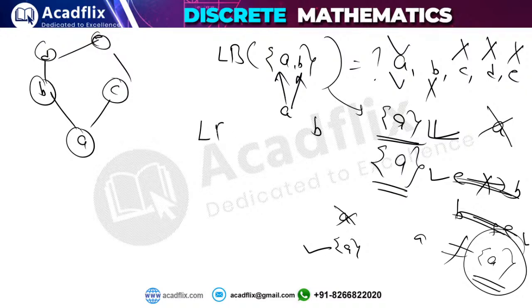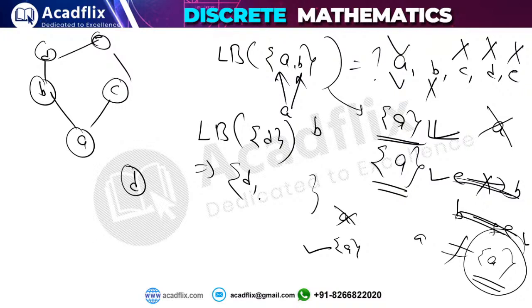Okay. Now tell me, what will be the lower bound of D? Lower bound of D. The lower bound of D you can find very easily, because there is only one element. So just find those elements which are related to D. For example, D is related to D.